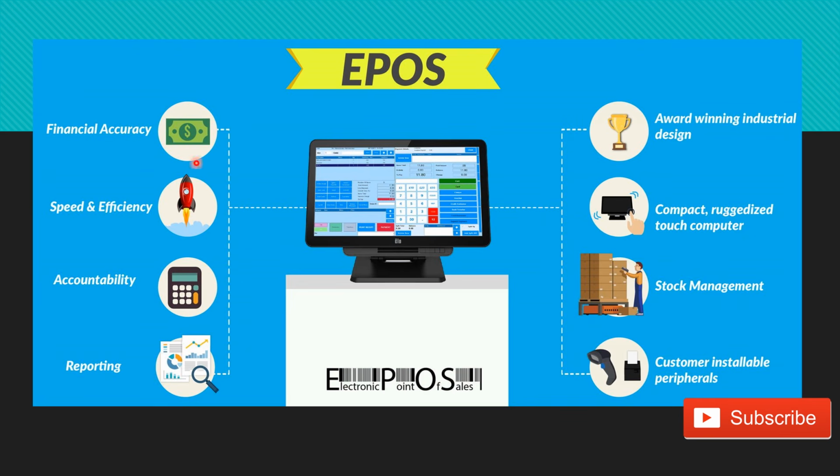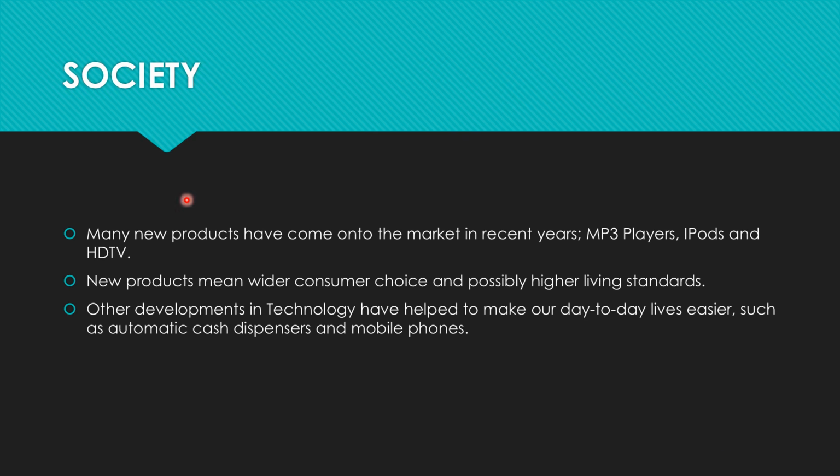EPOS is a scanning system which promises financial accuracy, speed and efficiency, accountability, reporting. It's award-winning and industry designed. So this manages stock, customers, and installable print labels. This software does everything for your prints, labels, receipts, all the information for the customer. So it's very important for a shop to have this.